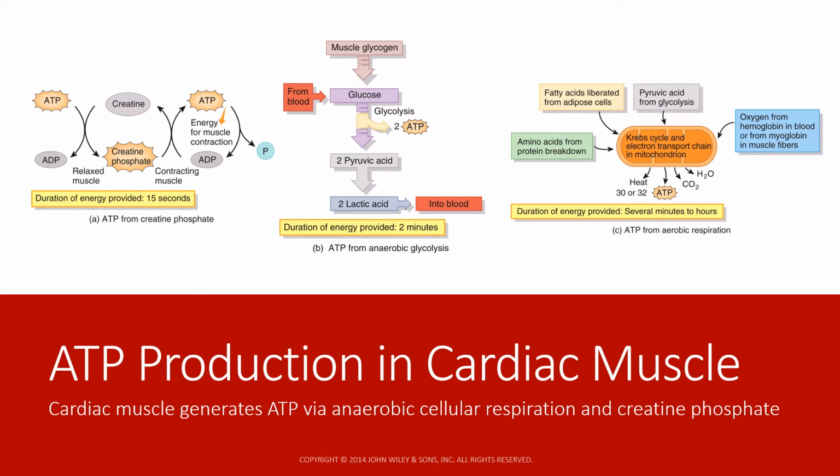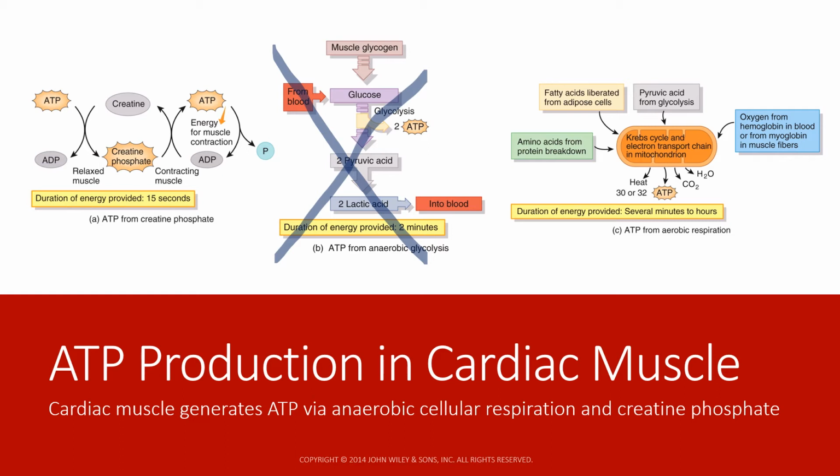Now we've seen this picture before when we were talking about metabolism of skeletal muscle. Now, cardiac muscle is a little bit different than skeletal muscle because cardiac muscle produces very little of the ATP it needs by anaerobic cellular respiration. So we can almost entirely cross this off the list.